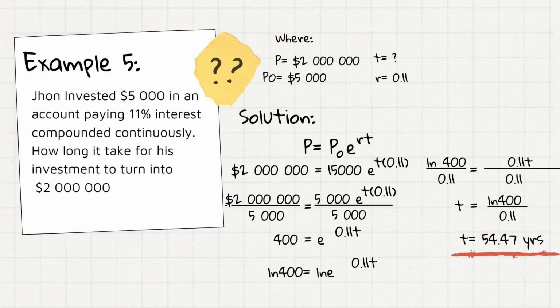Today, this is Edgar Tolaro Jr. And the next problem is John invests $5,000 in an account paying 11% interest compounded continuously. How long will it take for his investment to turn into $2 million?